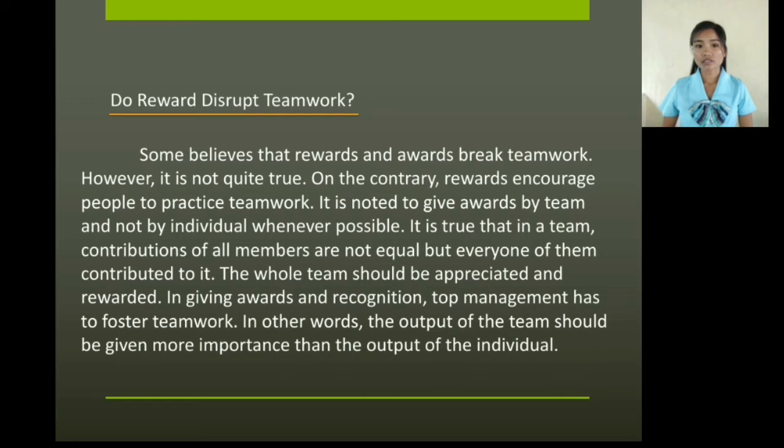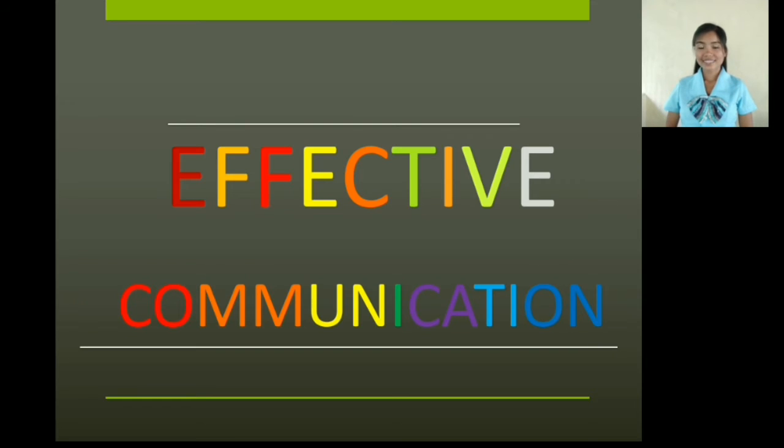In giving awards and recognition, top management has to foster teamwork. In other words, the output of the team should be given more importance than the output of the individual. The output of the team is the whole. Next is effective communication.